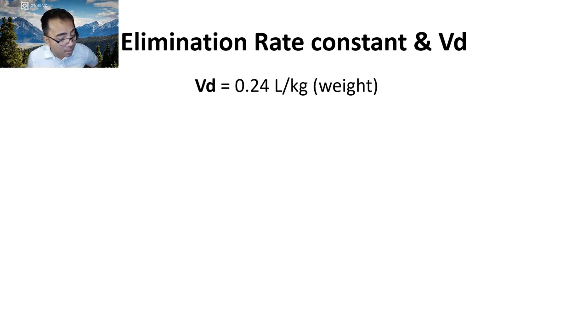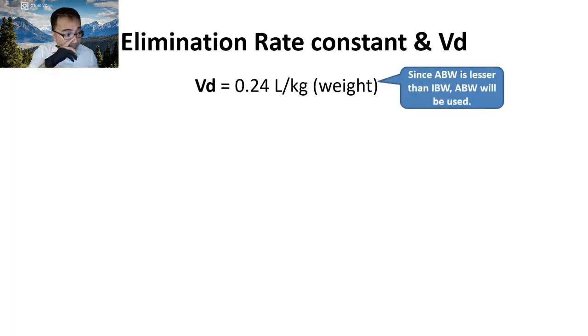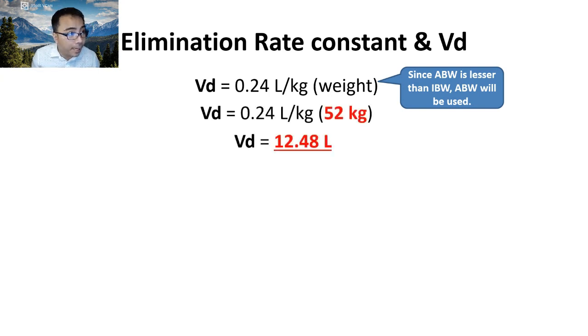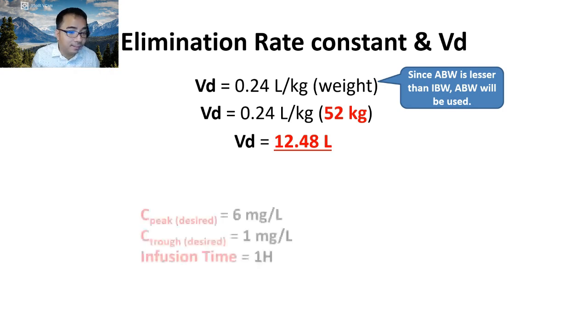Next one is volume of distribution. So, volume of distribution is simply yung weight na ginamit for creatinine clearance, multiply natin by 0.24. In this case, ang ginamit natin is actual body weight instead of ideal. Therefore, ang lalabas would be 12.48. So, now, we already have our K and our VD. Alam na rin natin ang peak desired natin at saka yung trough concentration desired, right? It's going to be 6 and 1. Tapos ang infusion time natin is standard 1 hour.